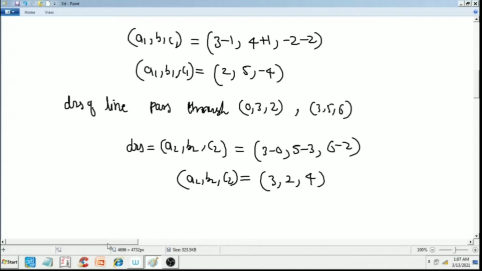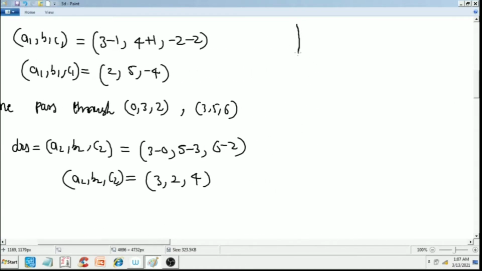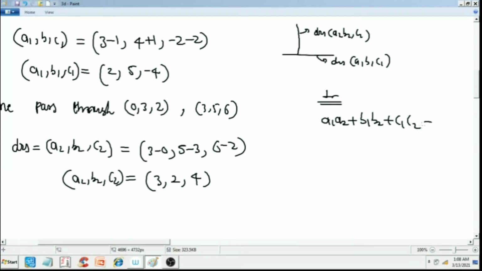These are the DRs of the two perpendicular lines. We need to show the perpendicular condition here. This line has DRs A2, B2, C2 and this line has DRs A1, B1, C1. Then the perpendicular condition is A1 A2 plus B1 B2 plus C1 C2 is equal to 0. Now consider the LHS and try to prove the RHS: A1 A2 plus B1 B2 plus C1 C2.